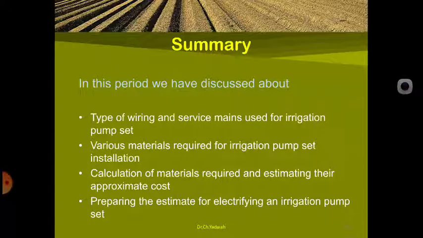Now, what we have seen today, let us summarize. The types of wiring and service mains used for irrigation pump sets. Next, the various materials required for irrigation pump set installation, calculation of materials required and estimating their approximate cost. And lastly, preparing the estimate for electrifying an irrigation pump set. So these are the things we have learned.